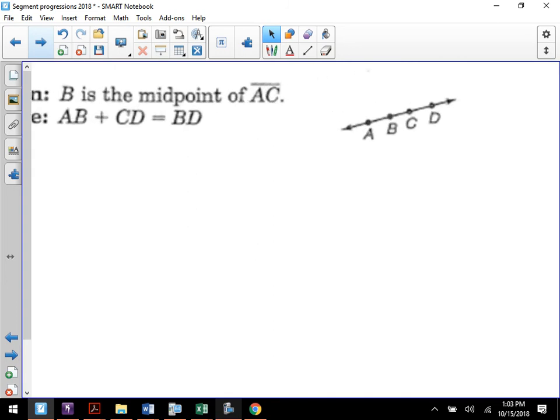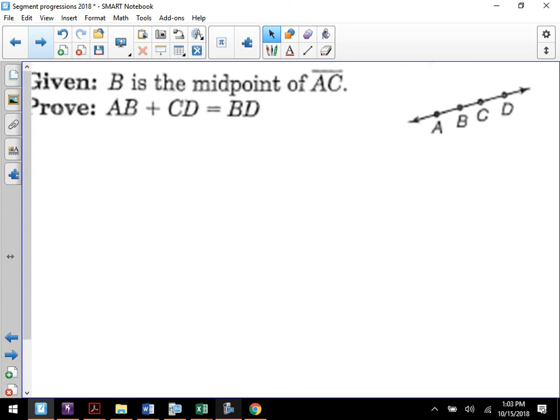All right, let's do this one. Let's go to this one. We'll go to a midpoint. We'll go back to the other one in a second.